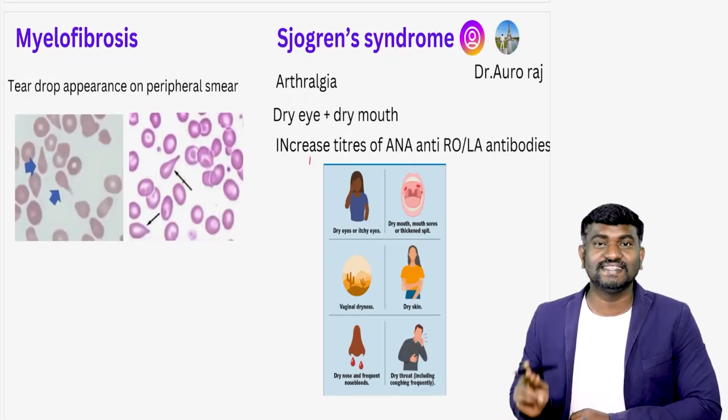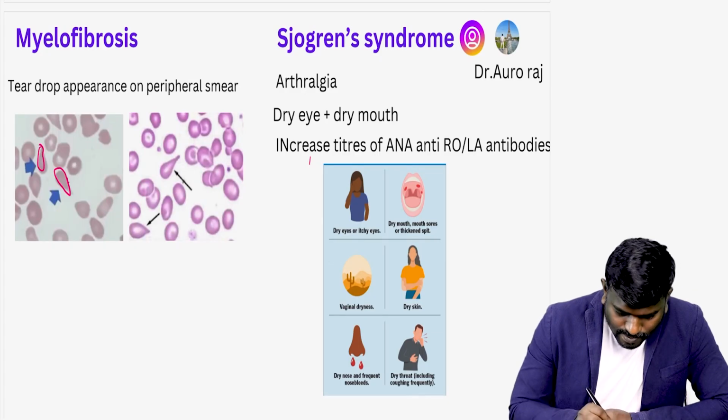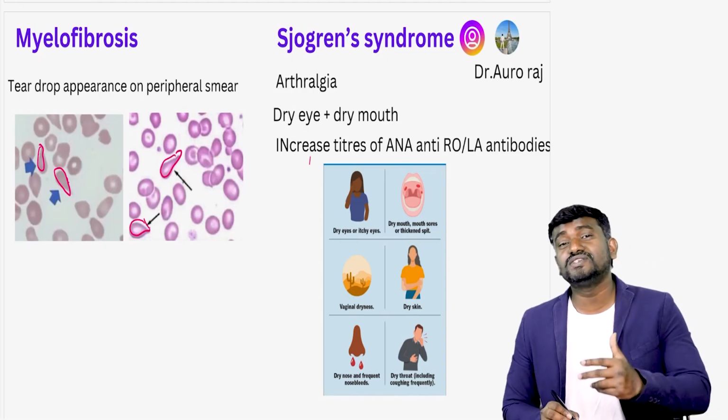Myelofibrosis, teardrop sign is seen there. Teardrop signs, look at this. Teardrop appearance is seen on the peripheral smear. If you see this, it is going to be myelofibrosis. Very good.